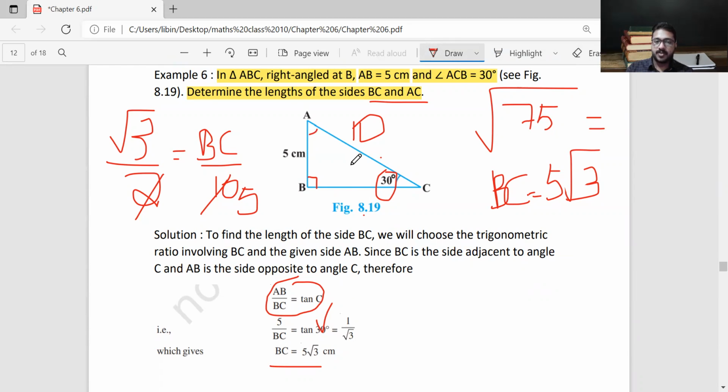Or you can use sines. We have found this is 90 degree, and this is 30 degree, and this should be 60 degree, since the sum of interior angles of a triangle is 180 degree. So that angle A should be 60 degree. In that way, just find cos 30 and cos 60, or sin 60, opposite side by hypotenuse. In that way also you can find the value. There are many ways for solving this kind of questions.